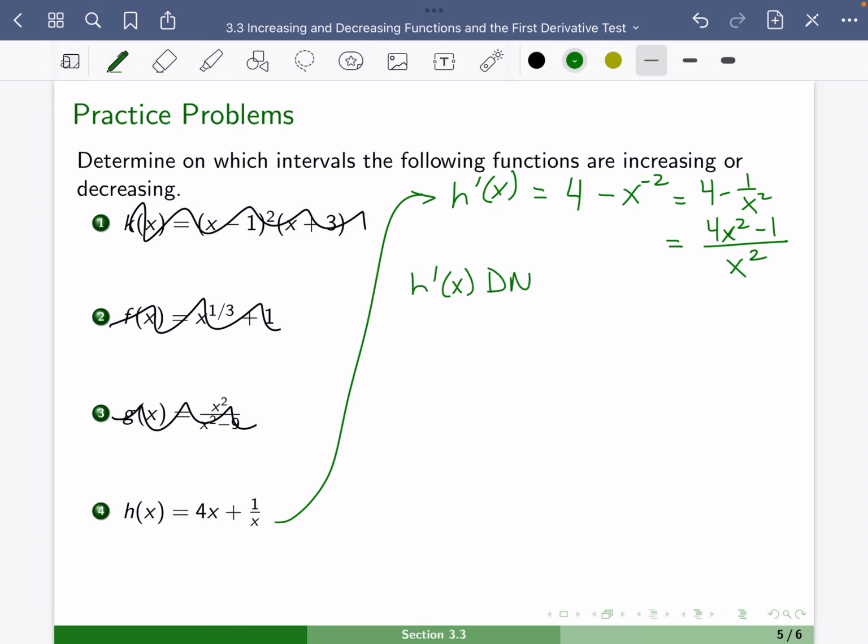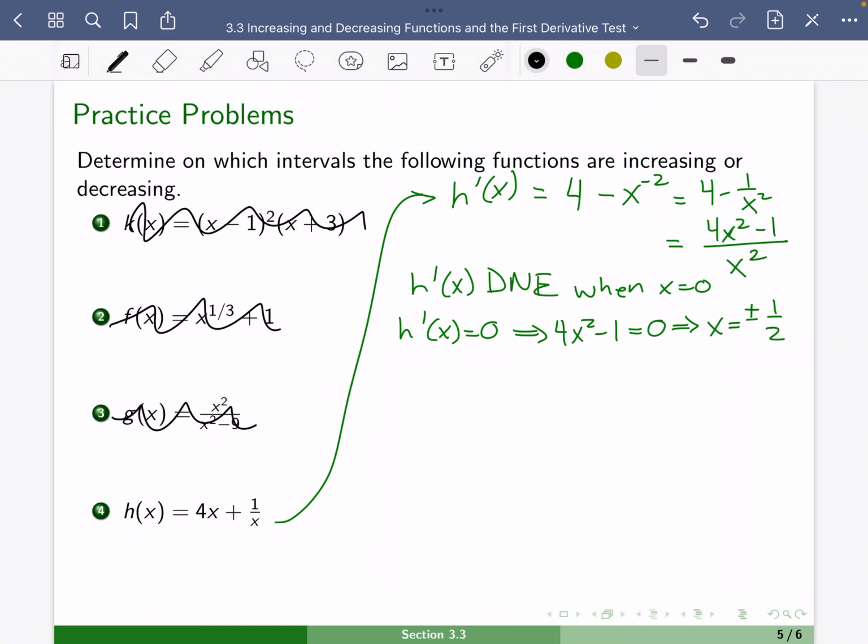does not exist when x is equal to 0. And our derivative is equal to 0 when the top part of that is 0, which will happen when x is plus and minus 1/2.